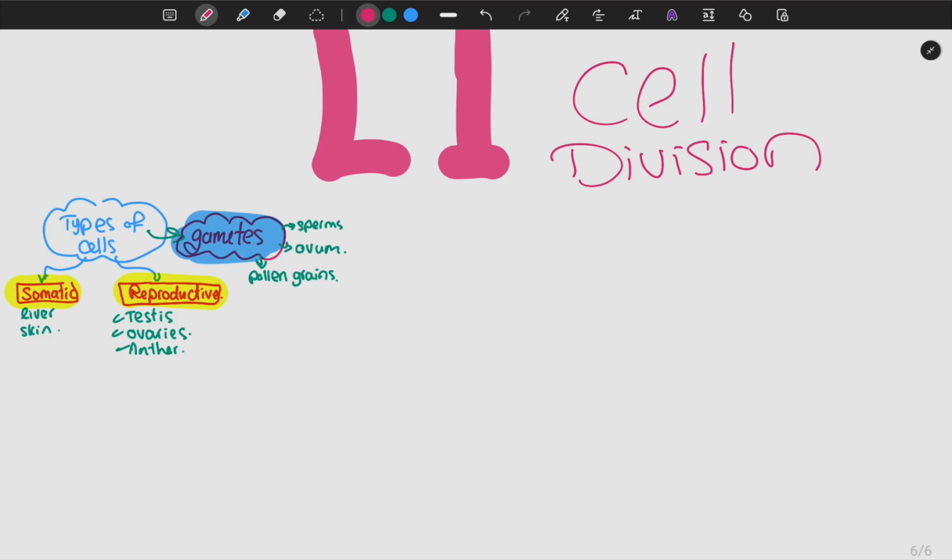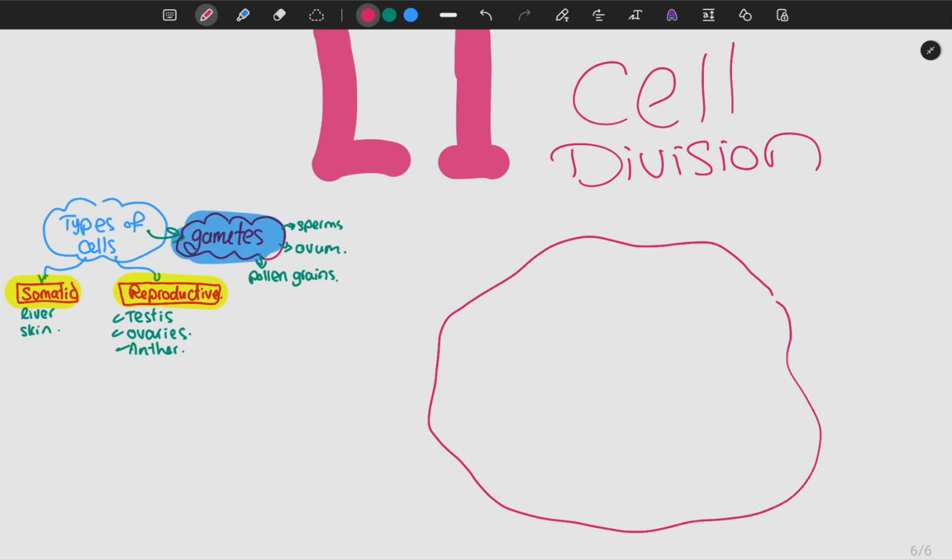Let's show the structure of our human cell, of any animal cell. If you can see, this is the membrane of the cell, so this is the cell membrane. Inside the cell we have a somewhat big ball called the nucleus. This nucleus has a membrane also. Membrane means a wall. So this is the nucleus membrane.